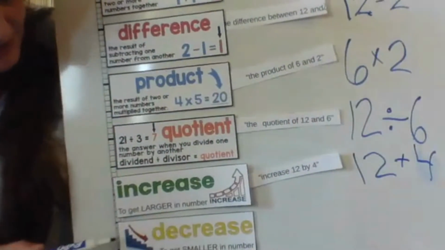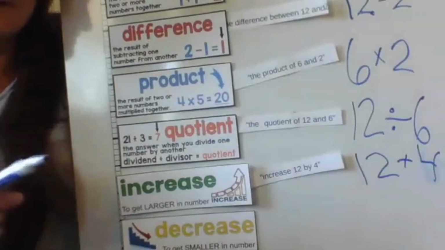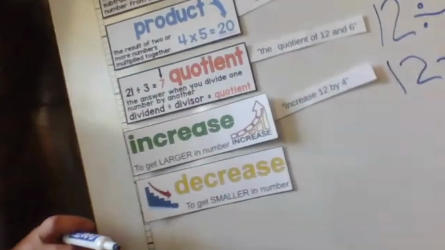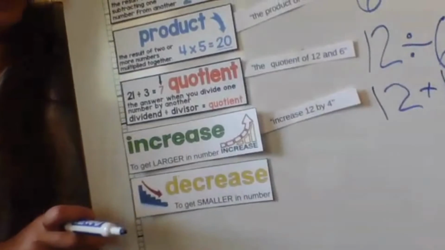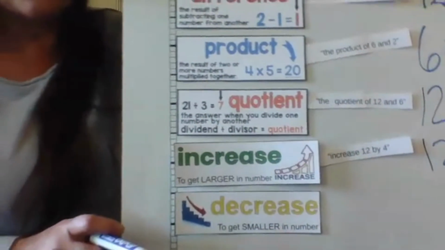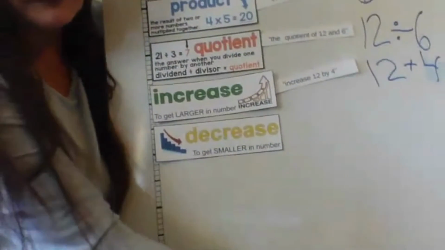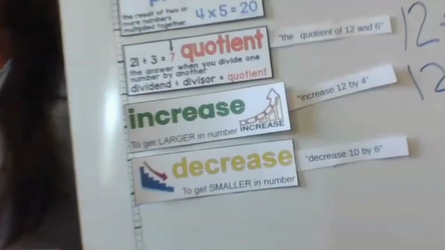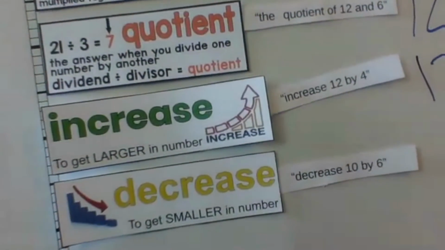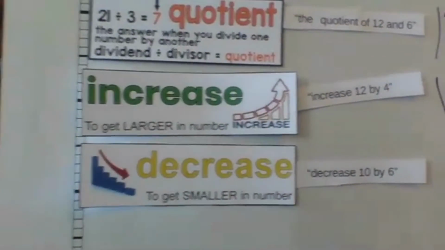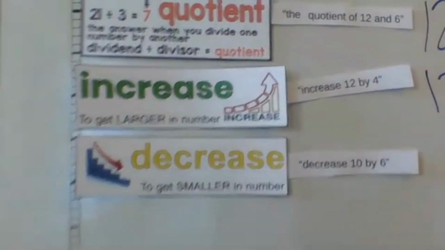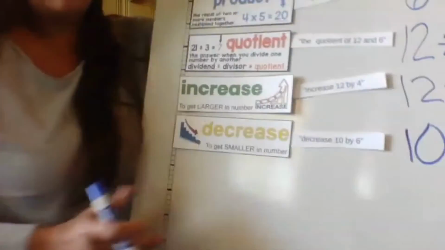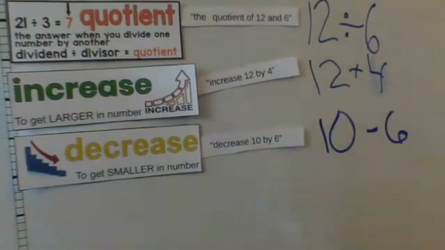Now decrease is just the opposite of that. That means our number or our value is going to become smaller. Increase, it gets bigger. Decrease, we get smaller. In word form, that would look like decrease 10 by 6. So in number form, that would be 10 subtract 6.